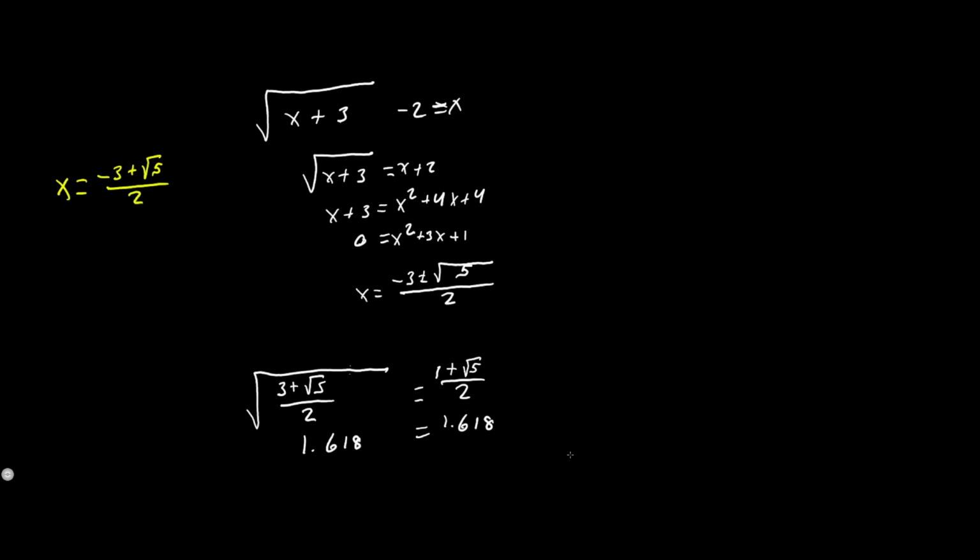Now we will go ahead and verify negative 3 minus root 5 over 2. So all we have to do is simply change the sign in front of the radical, which is now going to give us minus and minus.